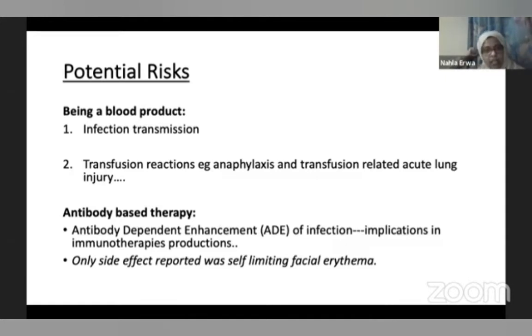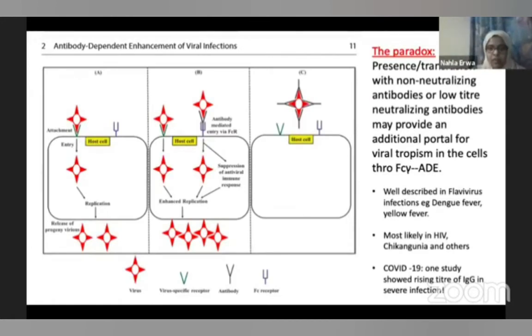And can I move to the next slide to show how this antibody-dependent enhancement may occur? This is a picture just to demonstrate very simply how this paradoxical mechanism works. We are saying now that the presence or the transfusion of non-neutralizing antibodies, or even low-titer neutralizing antibodies, may provide an additional portal of entry for the virus to enter into cells like the phagocytes and the macrophages through their Fc gamma and Fc gamma 2 receptors specifically.